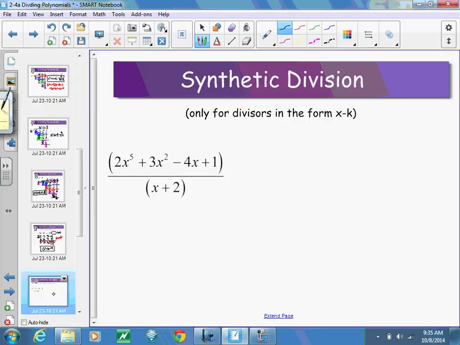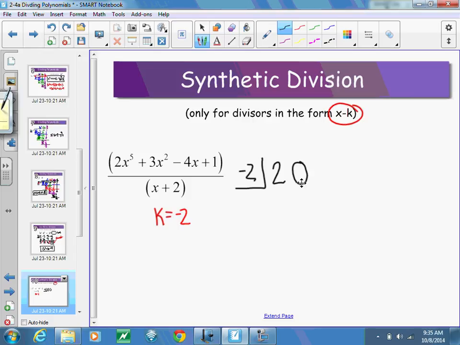So I'll go through another example using synthetic division again. So here I'm dividing by x plus 2. So that tells me that k is going to equal negative 2, because it's got to be in the form of x minus k. So I'm going to put a negative 2 up in the half of the box up here, and then I'm going to fill out my coefficients. Now, if you are missing any variables to the powers, we have to put a placeholder for it.